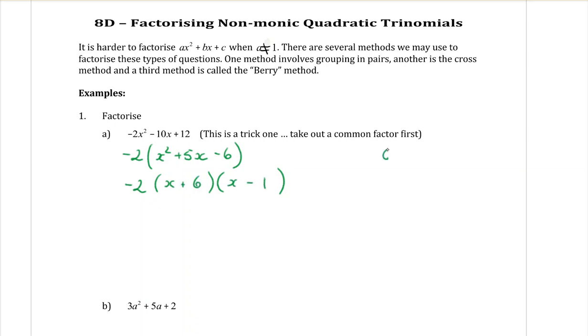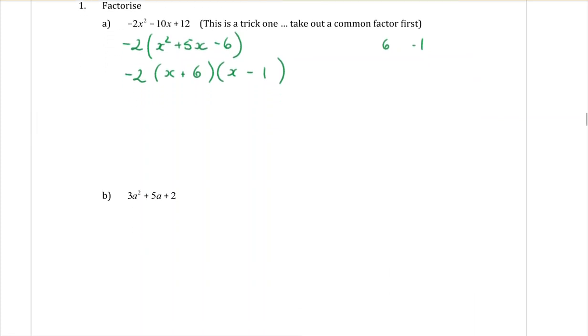Okay, you check them. If I have a 6 and a negative 1, you times them together, you get a negative 6, so that works. And you add them together and you get a positive 5. Okay? All right, so it's factorized. That's done. Let's get on to the slightly harder ones.